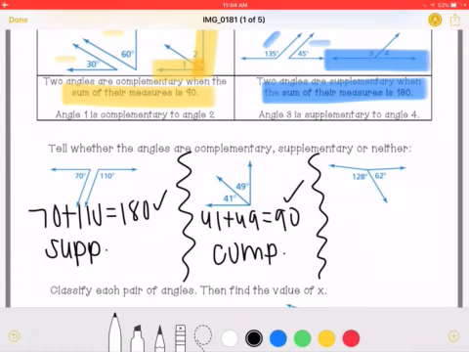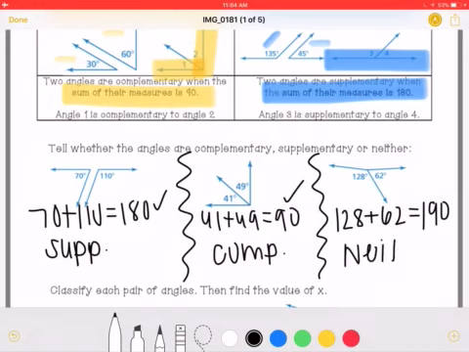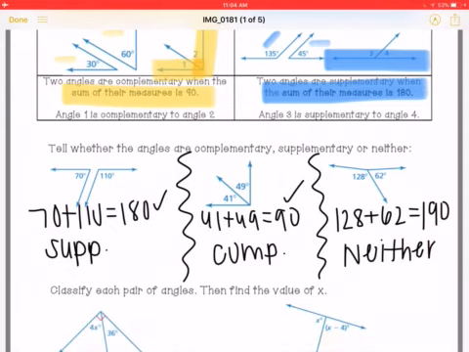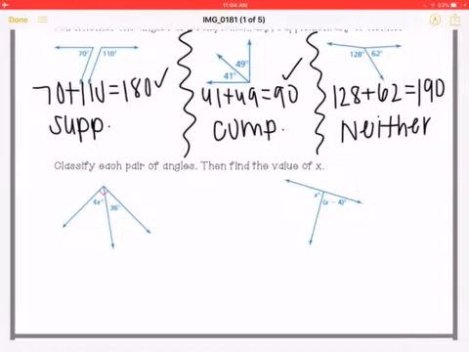And our last example, I have a 128-degree angle plus a 62-degree angle. Add those together and you get 190. Uh-oh, that's not 90, or is it 180? So these relationships are neither. They're not complementary, nor are they supplementary to one another. That's all you needed to do.